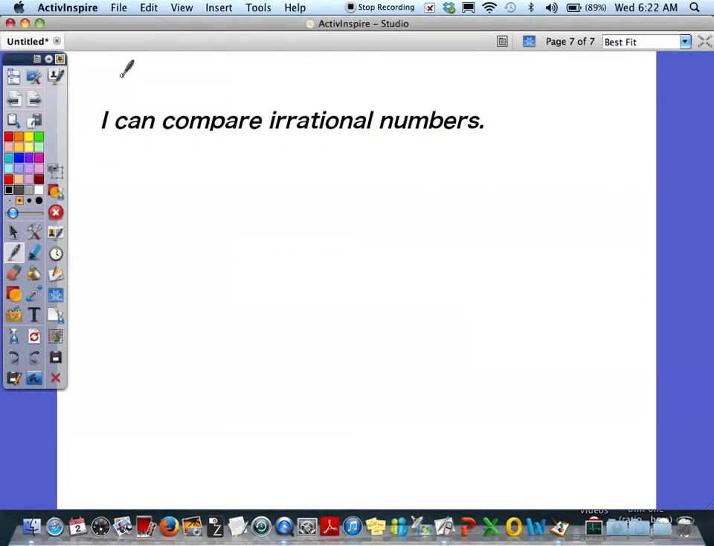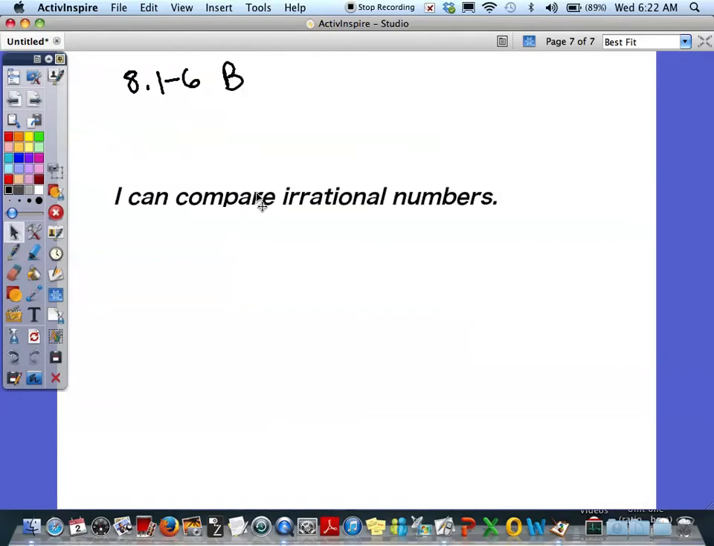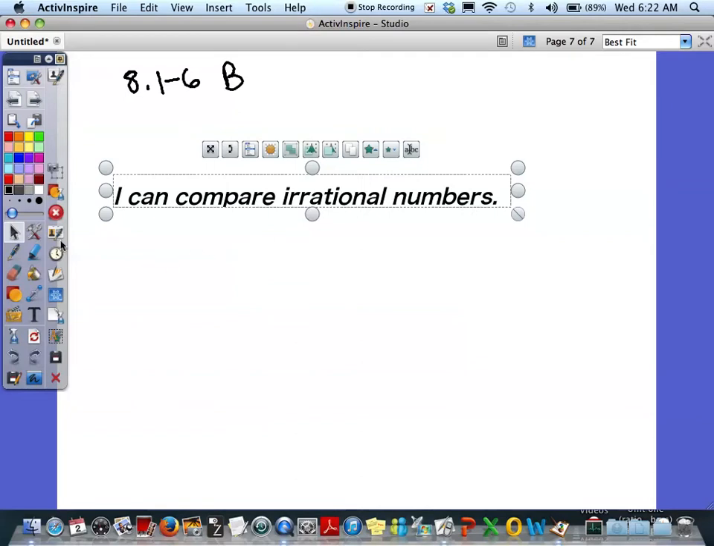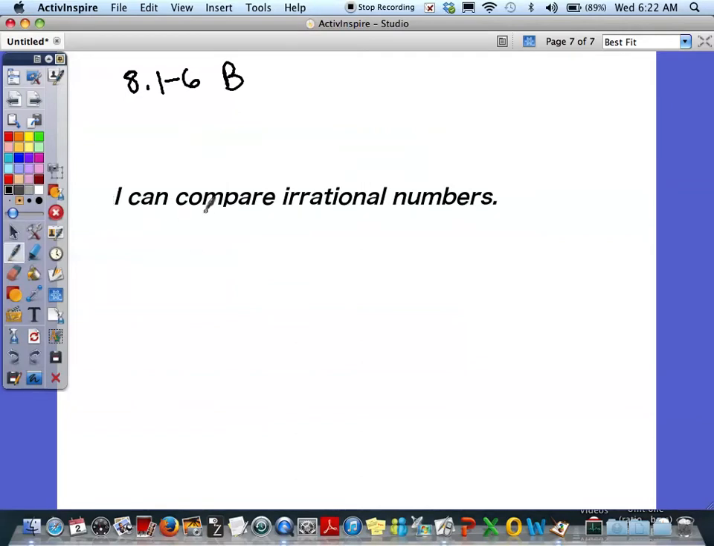So this is just video B for 8th grade, lesson 1-6. And the I can statement today: I can compare irrational numbers. That's it. Real quick though, what does this word compare mean in mathematical terms? It means you're going to be using symbols like this.